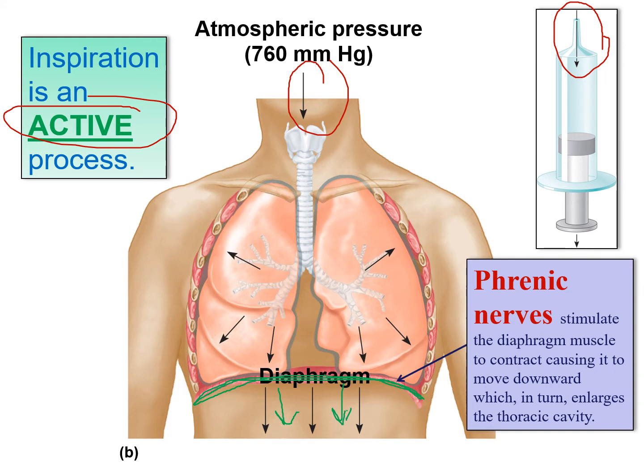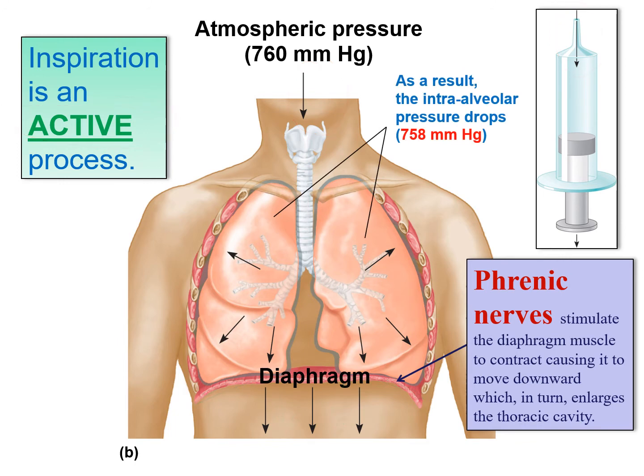In this case, the phrenic nerves stimulating the diaphragm, and that induces the movement of air in. Okay, so active means some sort of stimulation by a nerve or a set of nerves, typically to a muscle. Now, when that happens, look what occurs to the intra-alveolar pressure. Remember, at rest, what was the number? It was the same as the outside, right?